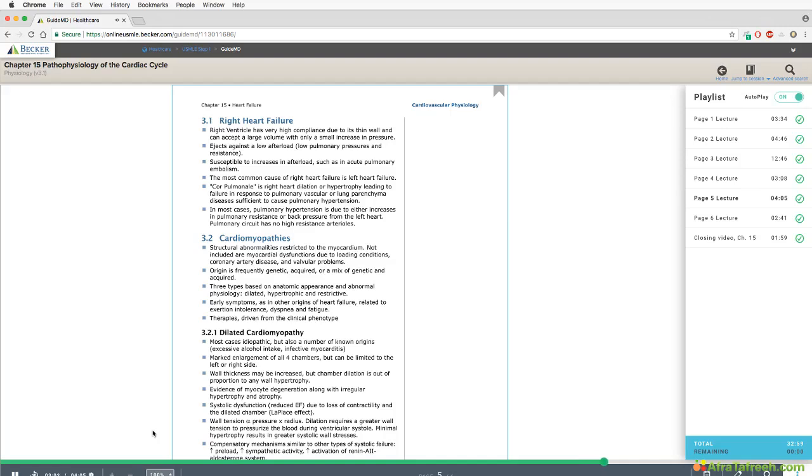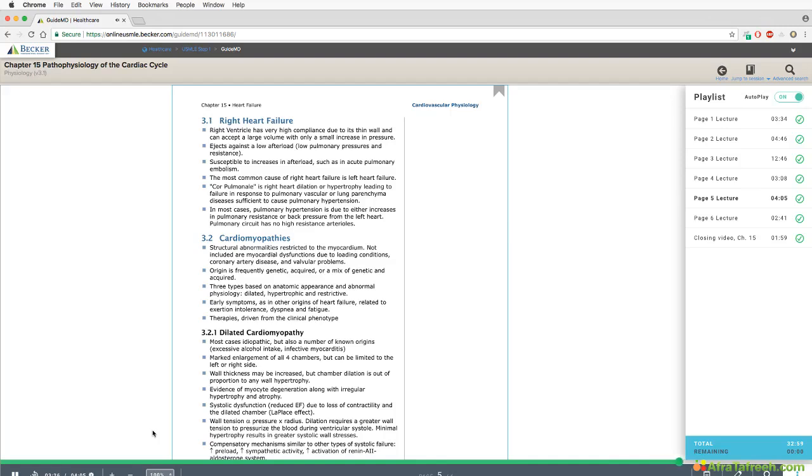Now, with dilated cardiomyopathy, the main problem is a systolic dysfunction. Therefore, because there is a systolic dysfunction, there's reduced ejection fraction. This is because, again, of a loss of contractility and, in addition, the dilated chamber because of the Laplace effect.